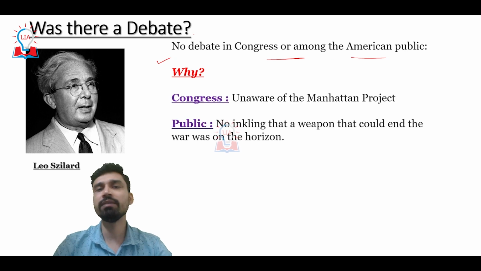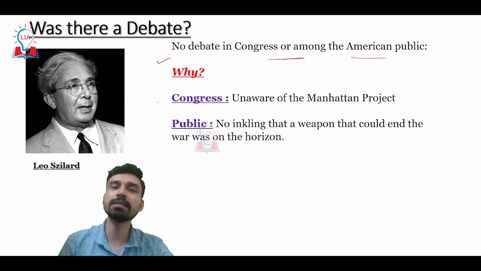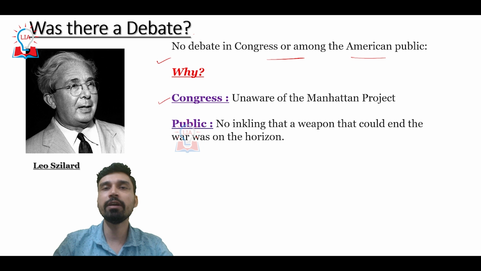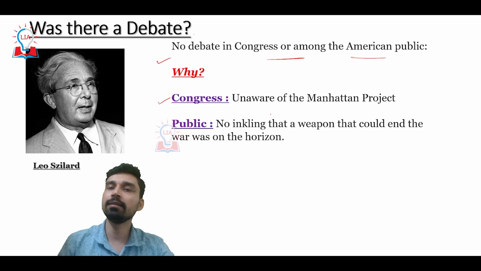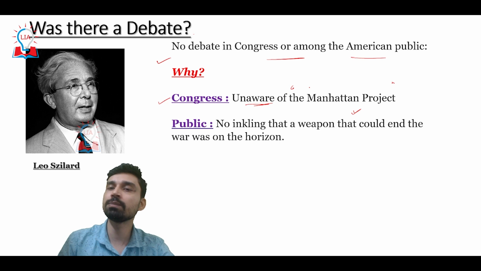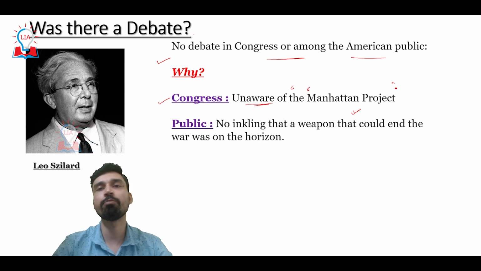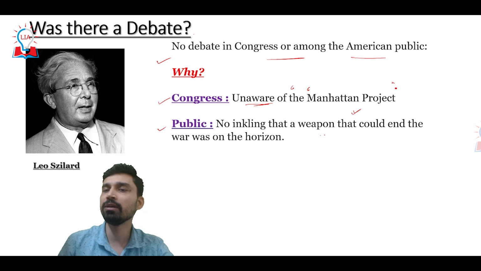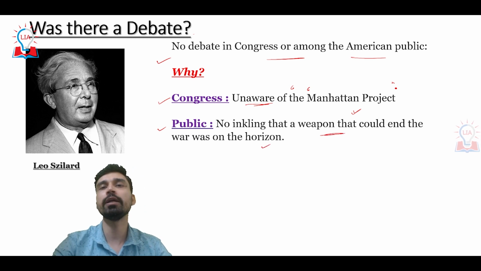And why is it so? The reason is very, very simple. As far as the US Congress is concerned, the Manhattan Project was a very clandestine project, and many members of Congress were not aware of its existence. Even President Truman was made aware of this project only once he took the helm of the presidency of the United States. Similarly, the public in general did not have any inkling or indication that such a weapon could be developed which could end the war in the near term.